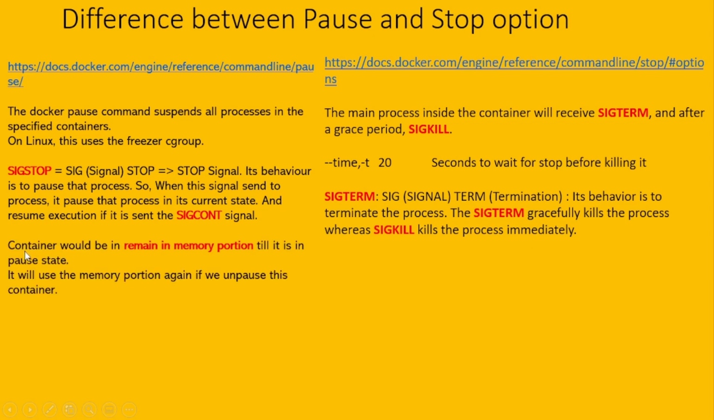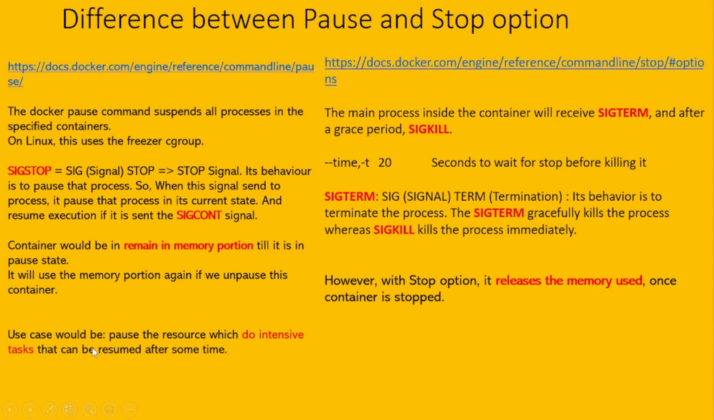In pause, the container remains in memory as long as it is in the paused state. It will use that memory again if we unpause the container. However, with the stop option, it releases the memory once the container is stopped. The use case for pause would be for resource-intensive tasks that can be resumed after some time. Suppose in one host there are 5 containers consuming a lot of CPU cycles. We can pause them for some time and then unpause them.